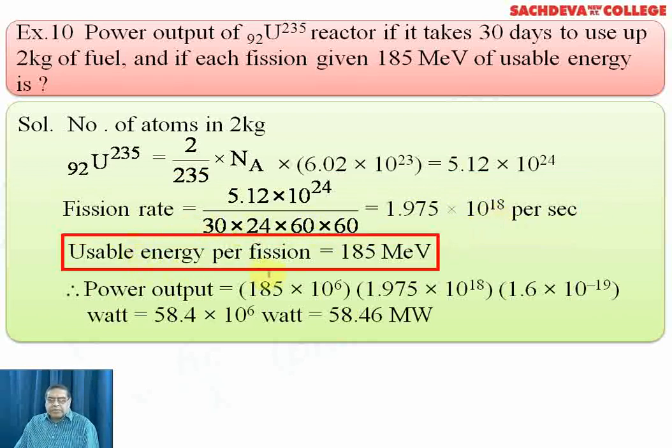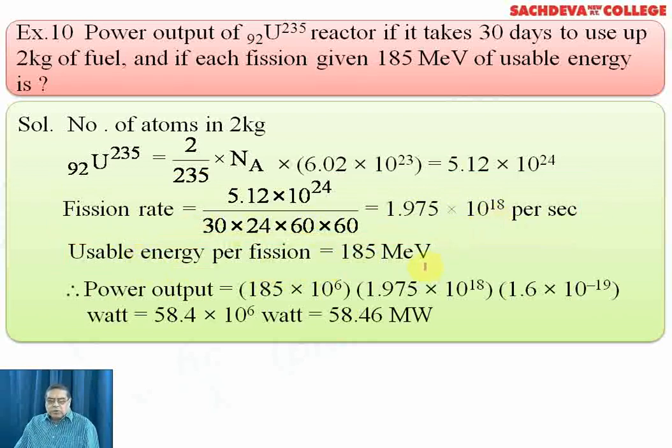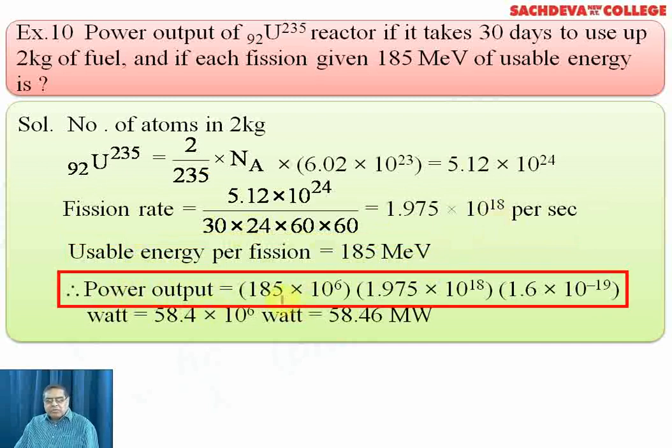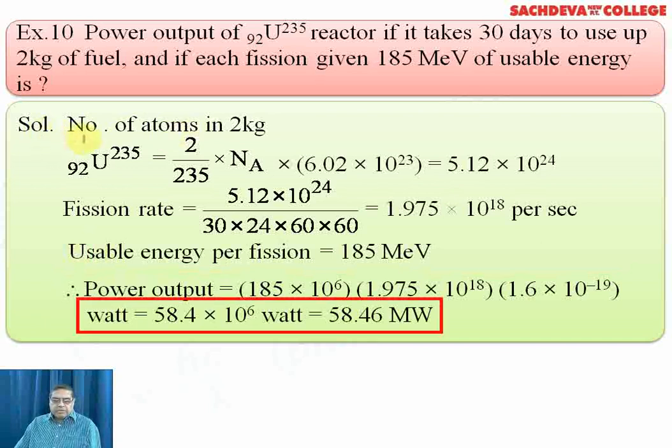The usable energy per fission is 185 MeV. So we know the total number of fissions. So the power output will be 185 × 10^6 multiplied by 1.975 × 10^18, and to convert it to watts, we multiply by 1.6 × 10^-19, and it will become 58.4 × 10^6 watts, and the aggregate result will become 46 megawatts.